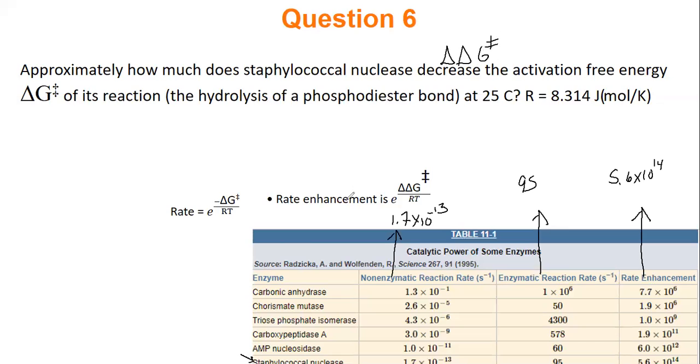How do I calculate that? Well, it's this equation. Rate enhancement. Well, we do have a rate enhancement for this. So rate enhancement is 5.6 times 10 to the 14th, and I get that right from the table. It is equal to the exponent of delta delta G double dagger divided by RT. R and T are given.